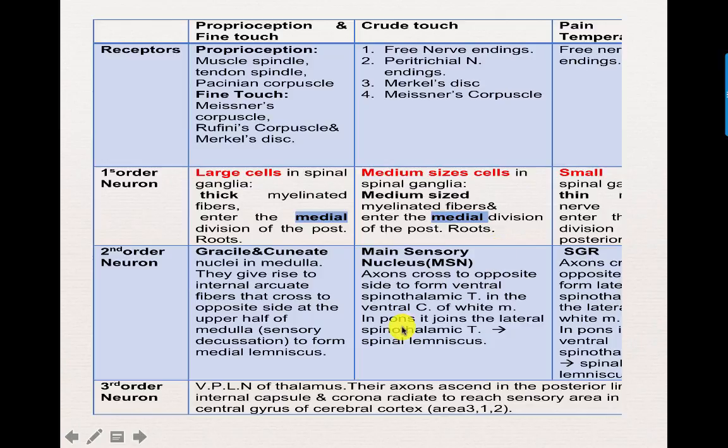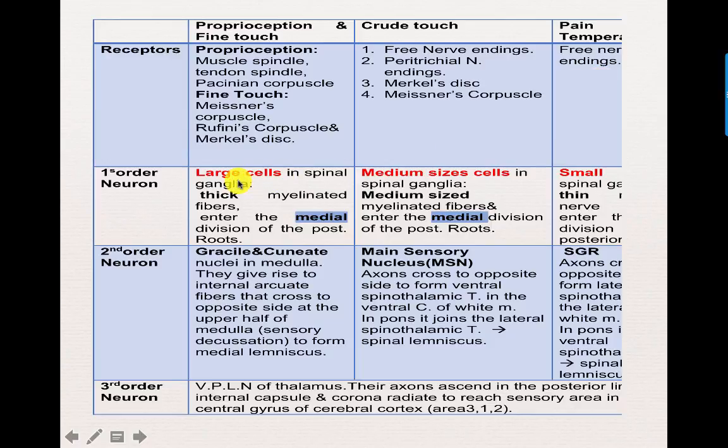Here we have a very good comparison between the 3 sensations or 3 pathways from the body: the receptors, the first order neuron, the second order neuron, and the third order neuron. You can see here that the third order neuron is the same. The receptors will vary, of course. Here we have the muscle spindle, tendon spindle, and Pacinian corpuscle for proprioception. For fine touch we have Meissner, Ruffini, and Merkel. In the crude touch we have the free nerve endings, the peritrichial endings, and the Merkel and Meissner, while for pain and temperature we have the free nerve endings.